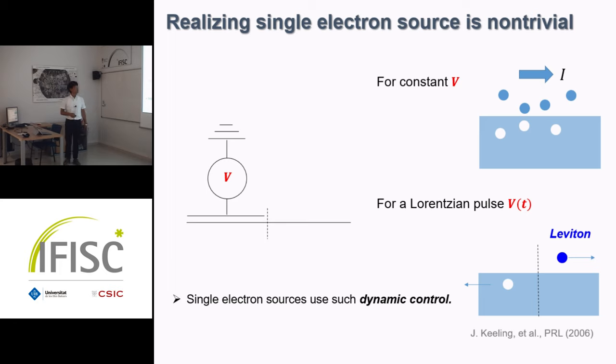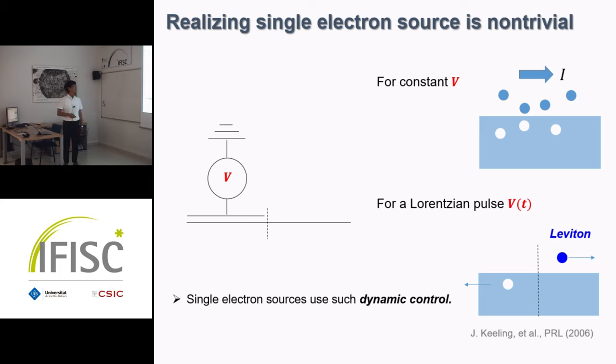So I talked about the motivation to realize electron quantum optics, but we need three ingredients. The first and most important ingredient is a single-electron source. Realizing a single-electron source is non-trivial, because in a nanoelectronic device we usually make electron transport by applying some bias voltage. With a constant bias voltage, the electron current is generated, but we have a Fermi sea in this nanowire, so we excite many electron-hole pairs, which have many fluctuations.